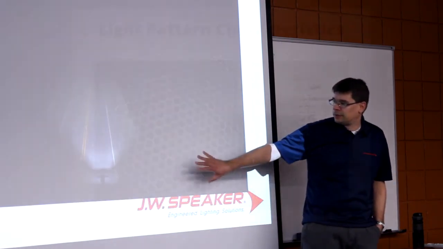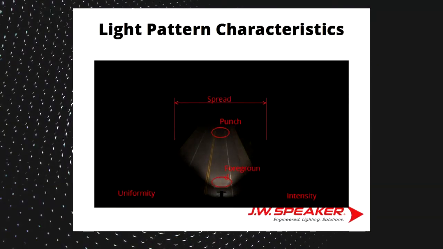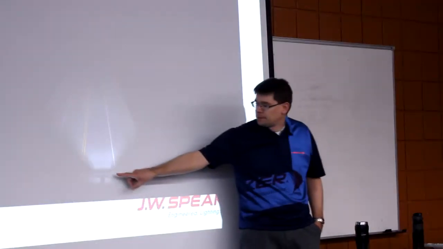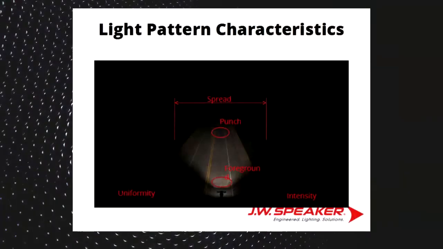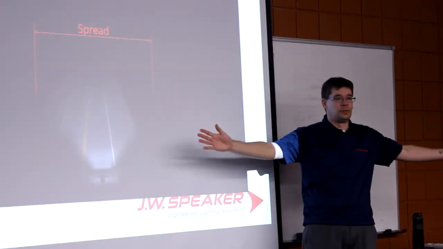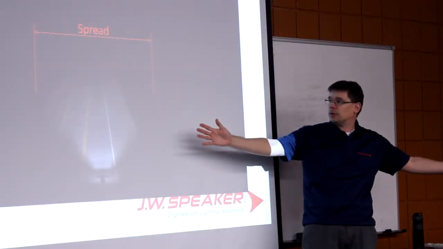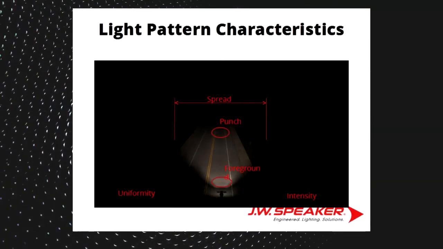As Dre said, this is a shot from our virtual reality software, which helps explain more easily what the pattern is going to look like. In this case, we've got a motorcycle down here at the bottom of the screen, shining down the road. We've got the light pattern here, and I'll go through these characteristics. As we talked about earlier, the spread: how wide does the pattern reach across the road. We've got the punch or the hotspot. How far does it go down the road? How far can you see with that?